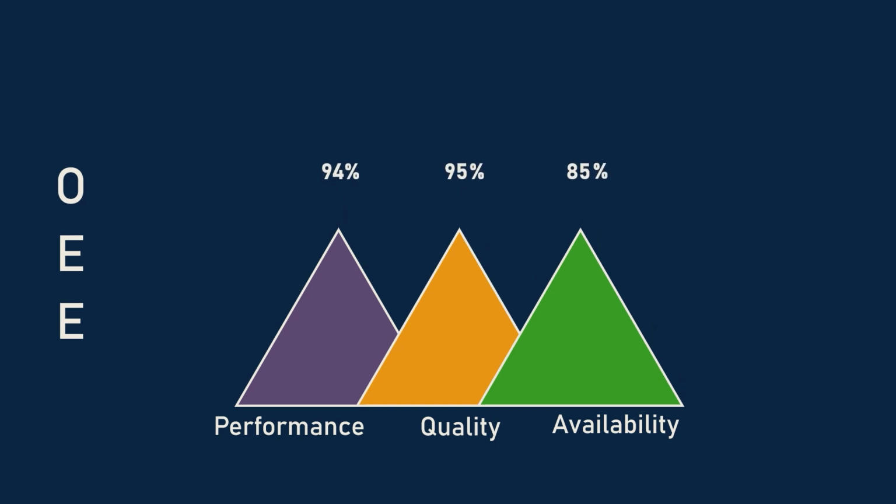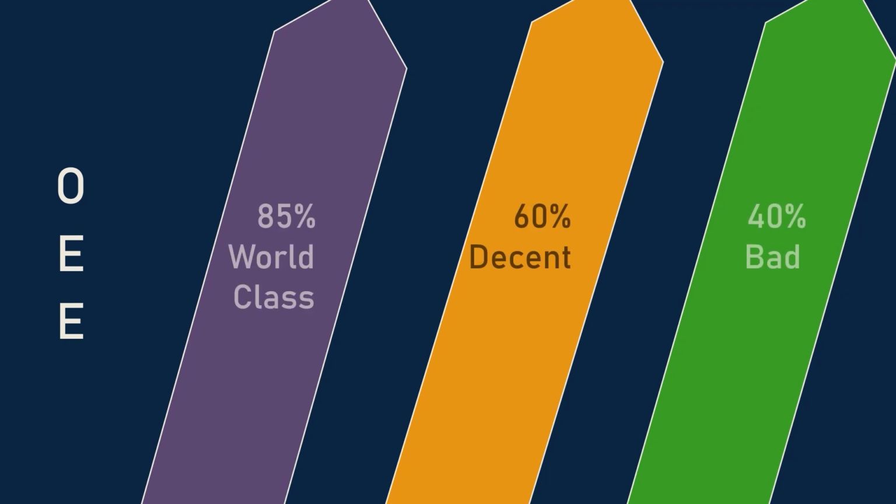You then multiply the three percentages together to get your OEE, in this case, 76%. An OEE of 100% means you are producing only good items as fast as you can with no stops.